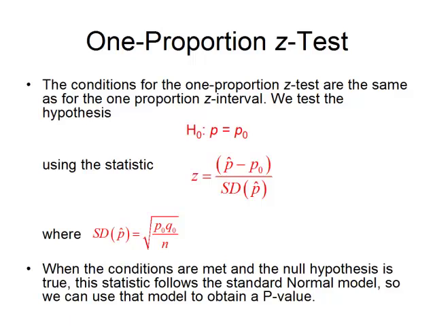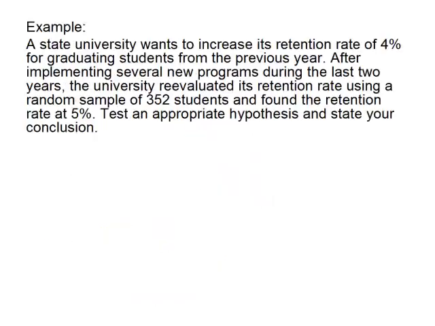We test the hypothesis. The null is p equals p sub 0, using the statistic z equals p hat minus p sub 0 divided by the standard deviation of p hat, where the standard deviation of p hat is equal to the square root of p sub 0 q sub 0 over n. When the conditions are met and the null hypothesis is true, this statistic follows the standard normal model, so we can use that model to obtain a p-value.